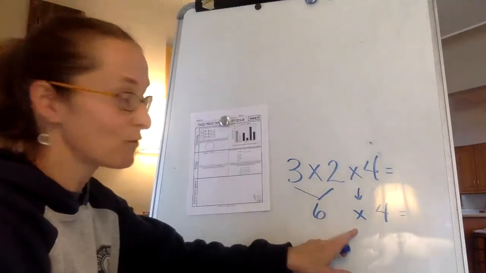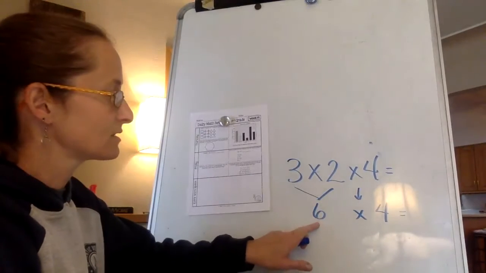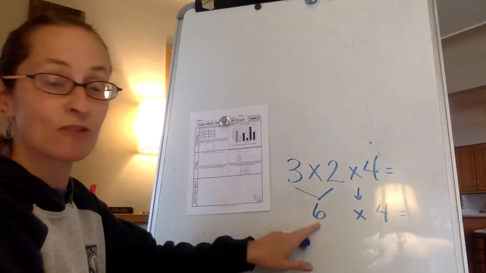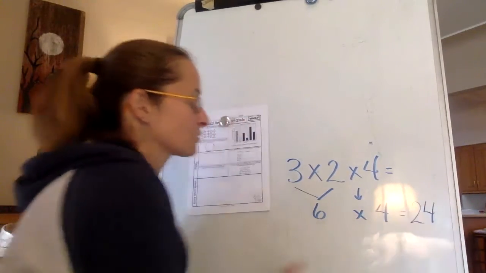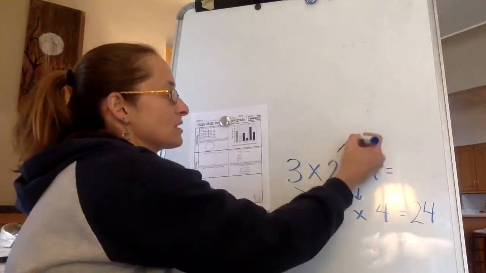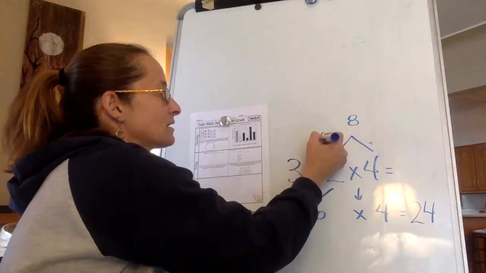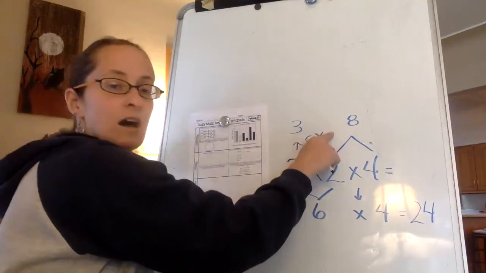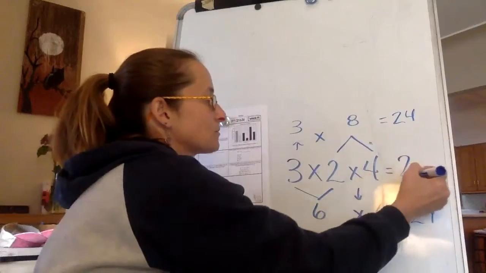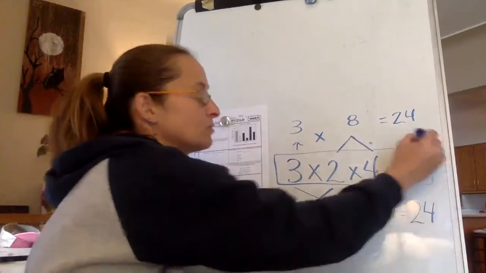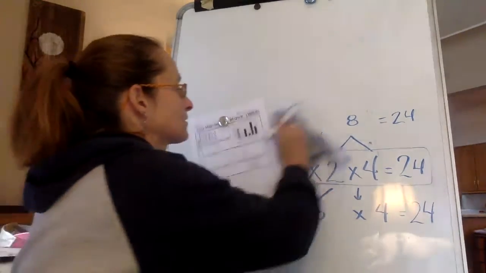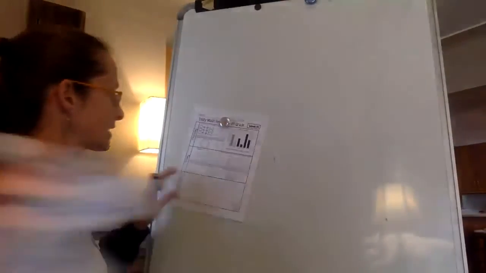I know 6 times 4. Remember, when you're multiplying by 4, you can double the double. 6 plus 6 is 12. 12 plus 12 is 24. So if I do it that way, I get 24. Well, let's do 2 times 4 first. 2 times 4, that's 8. 8 times 3, that's also 24. So you can multiply those in any order, boys and girls, and you will come up with the same product. Okay? All right.